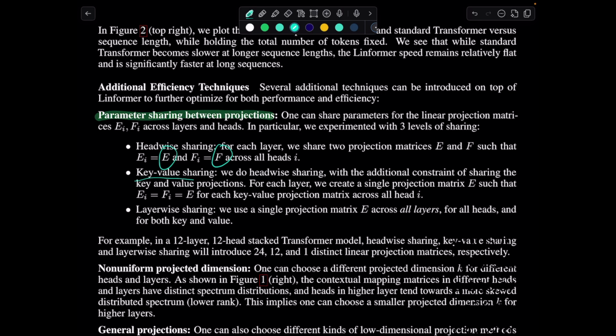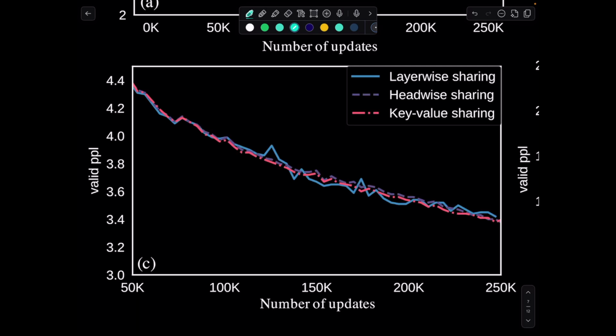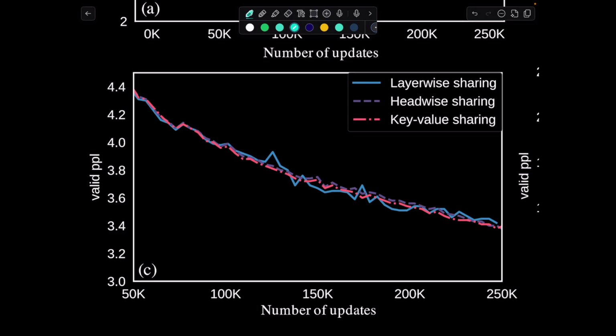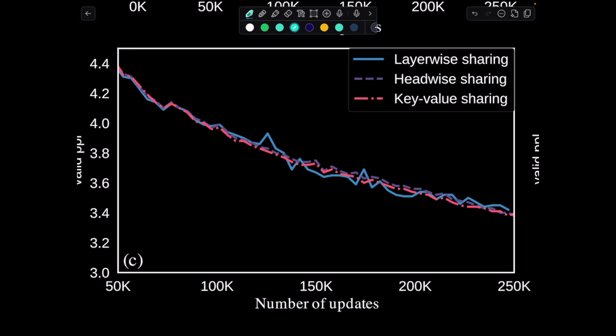The second kind of sharing, you can use the same compression matrix E and F to compress both key and value. And lastly, there's layer-wise sharing, which says to reuse the projection matrix E for all layers. I think this technique is quite important when you have a lot of heads in your multi-head attention. Sharing these compression matrices will help reduce memory. Their experiment results also say that when you maximize your reuse of compression matrices, that is to say, you use layer-wise sharing, it has similar results with other kinds of sharing.